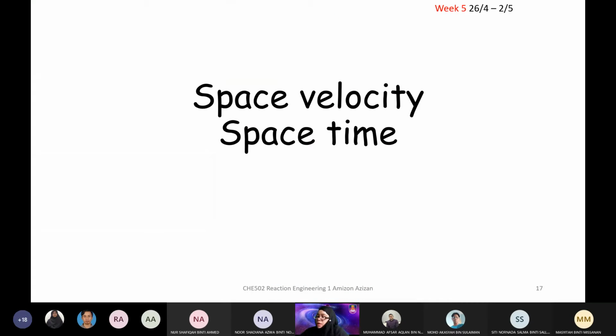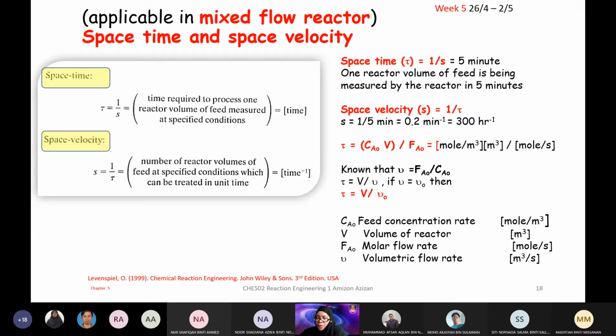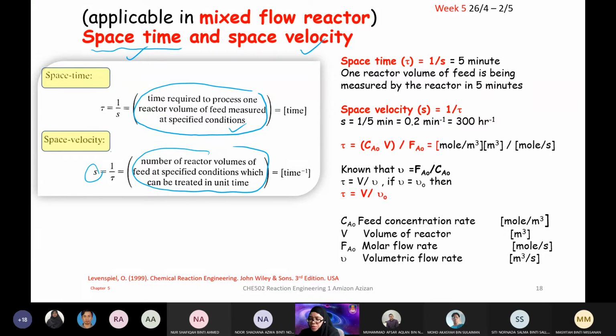Now, we're going to go to the next few parameters, which are also critical in understanding the plug flow reactor, whereby there are two important different terms for space. We have space time and we have space velocity. So space time is the time required to process one reactor volume of feed measured at specified condition. Space velocity is the number of reactor volumes of feed at specified condition which can be treated in unit time.